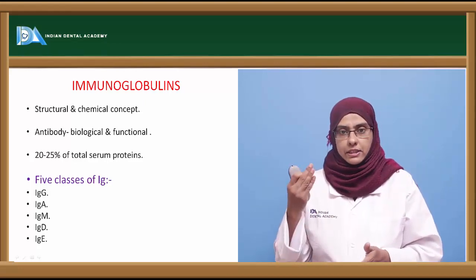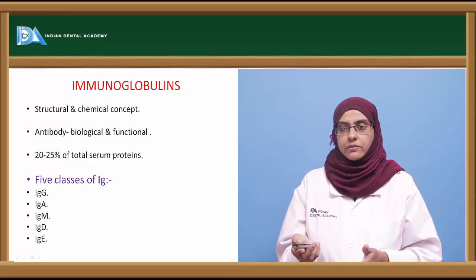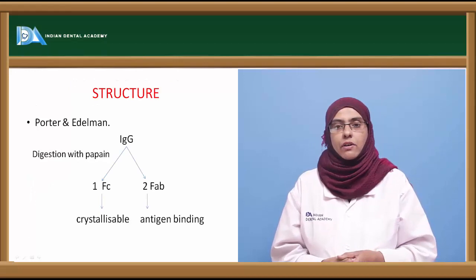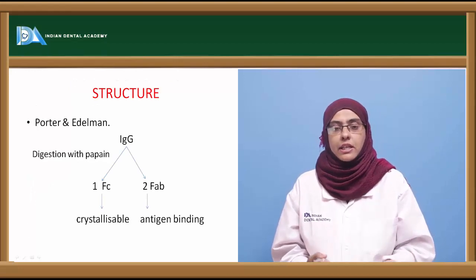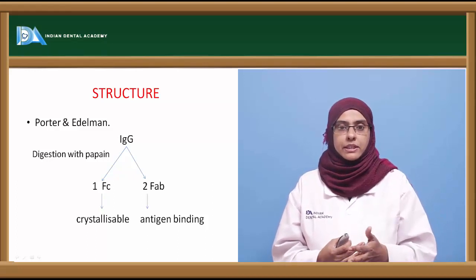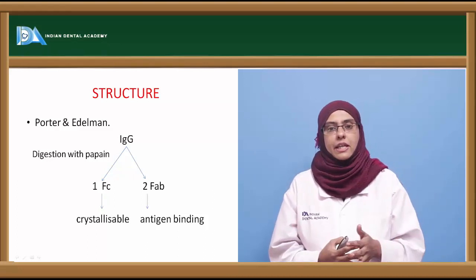Later on we will study the different important properties of this particular class of antibodies. Now coming to the structure of the antibodies. How the structure goes and interacts with the antigen is very important for us to understand the specificity between the antigen and antibody.